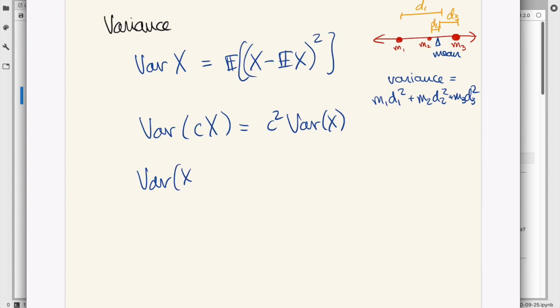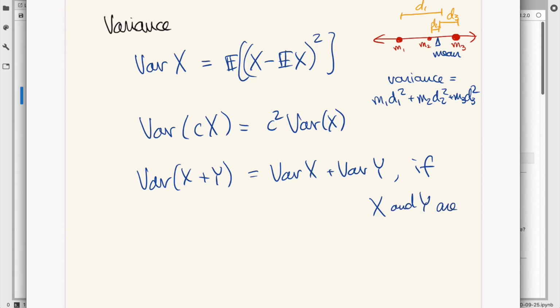We also have the variance of x plus y is equal to the variance of x plus the variance of y if we know that x and y are independent. If x and y are not independent, this equality does not necessarily hold.